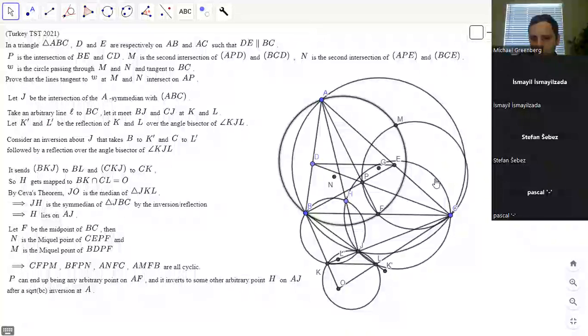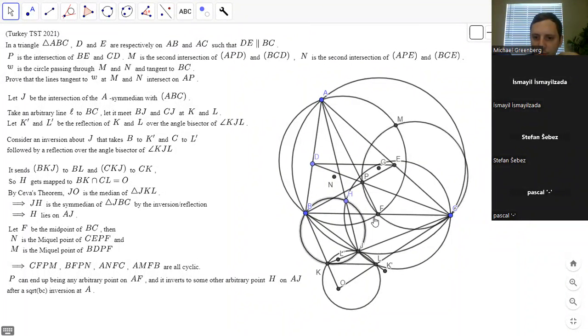Let's see. I'm missing something. So I think M, yeah, we want to figure out what M inverts to. Well, I guess it's clear. I would think M should invert to some point over here. Let's see. So C inverts to B, F inverts to J. And yeah, now I'm confused. So was M supposed to invert to K? Because that doesn't look true. Must be missing something.